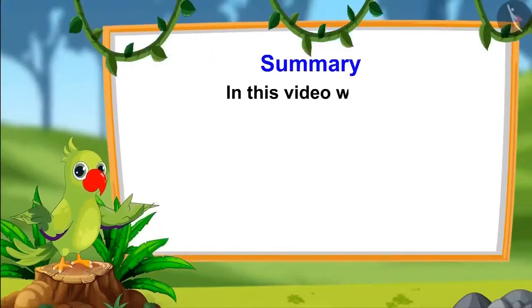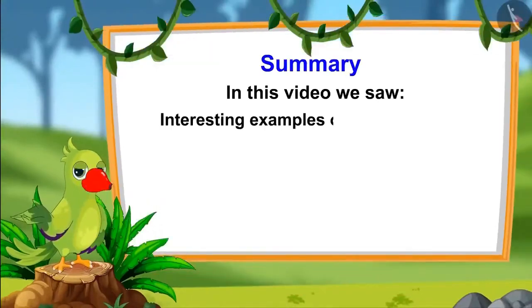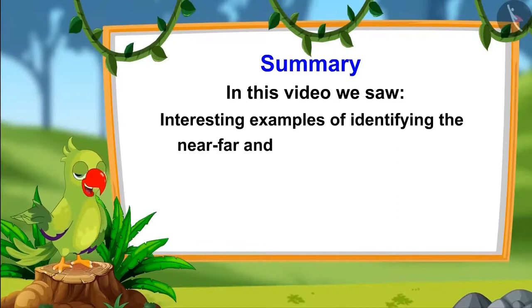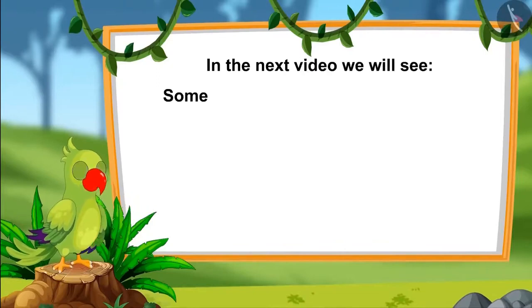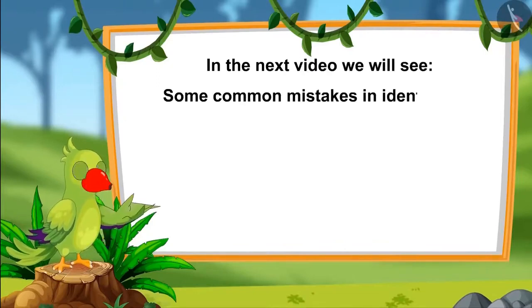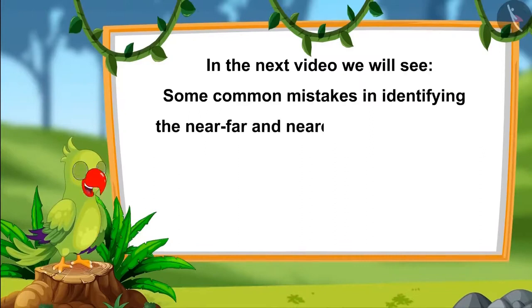So kids, in this video we saw interesting examples of identifying the near, far and nearest, farthest objects. In the next video, we will see some common mistakes in identifying the near, far and nearest, farthest objects. Till then, bye friends.